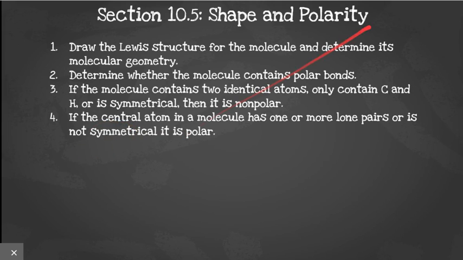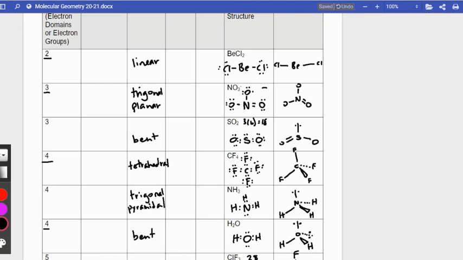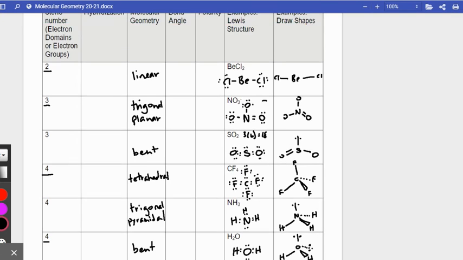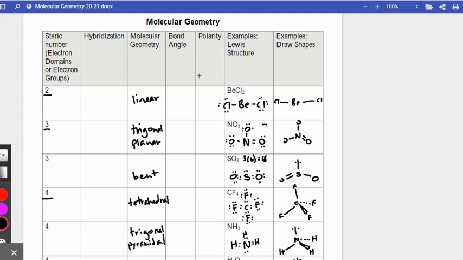Okay, so let's look at some examples. These are the Lewis structures that we drew earlier, and we are going to talk about the polarity this time. So the difference in electronegativity between beryllium and chlorine is going to be significant, meaning the chlorines are going to pull the electrons towards them in each direction.